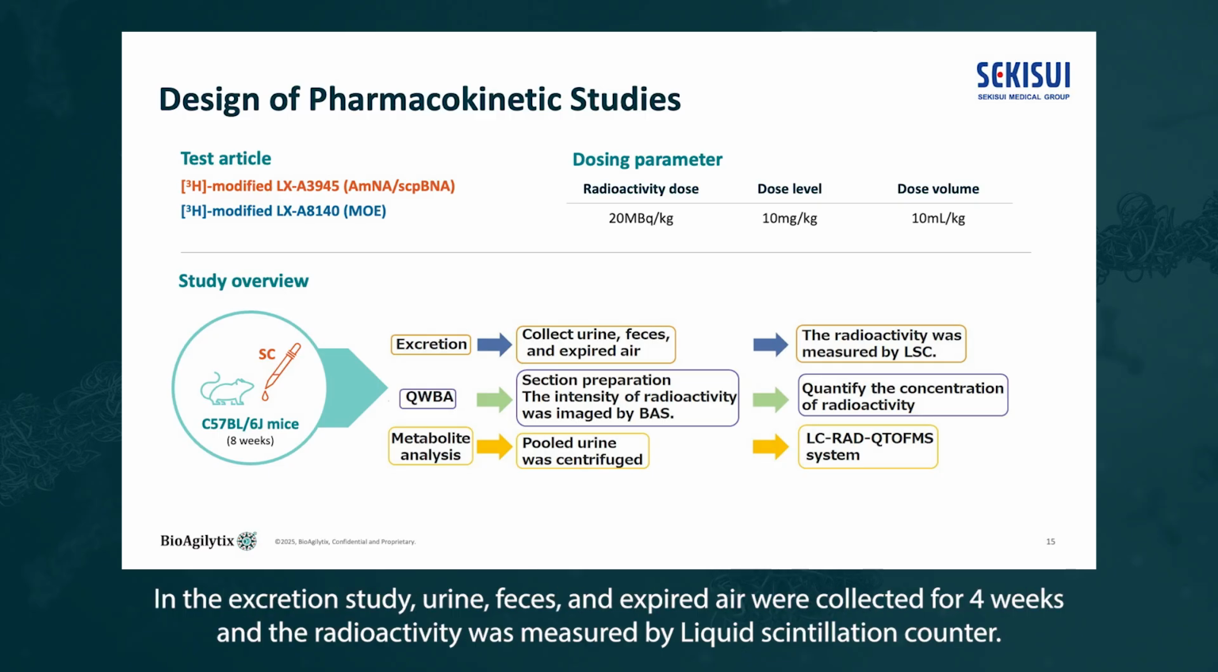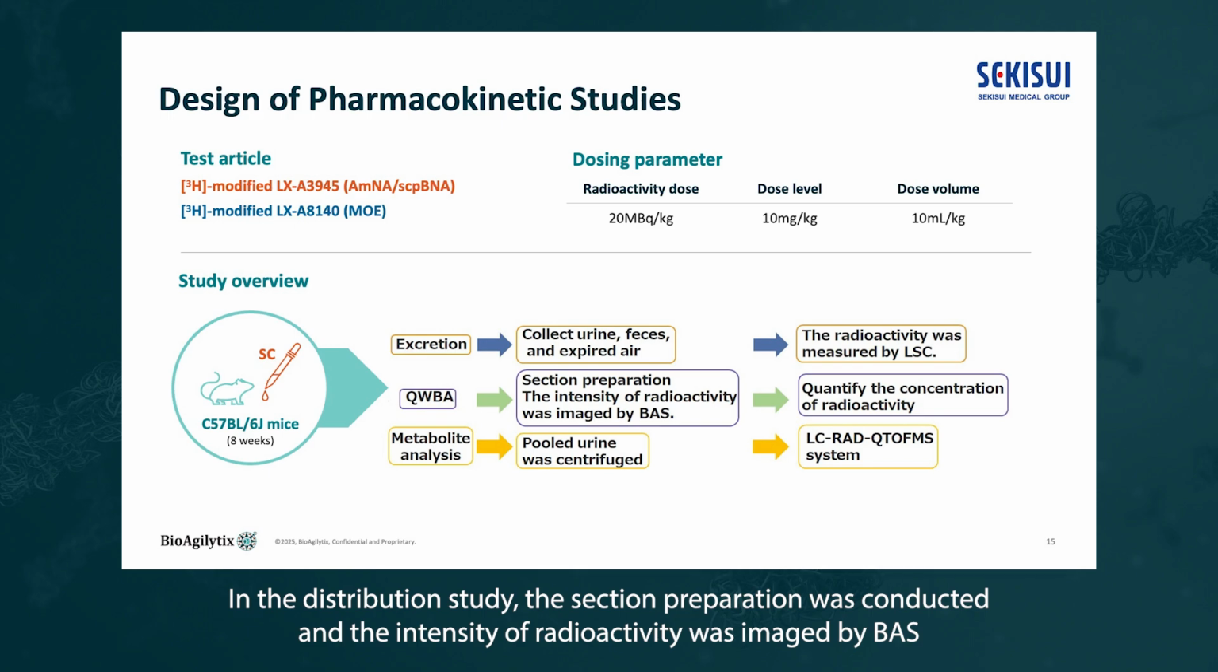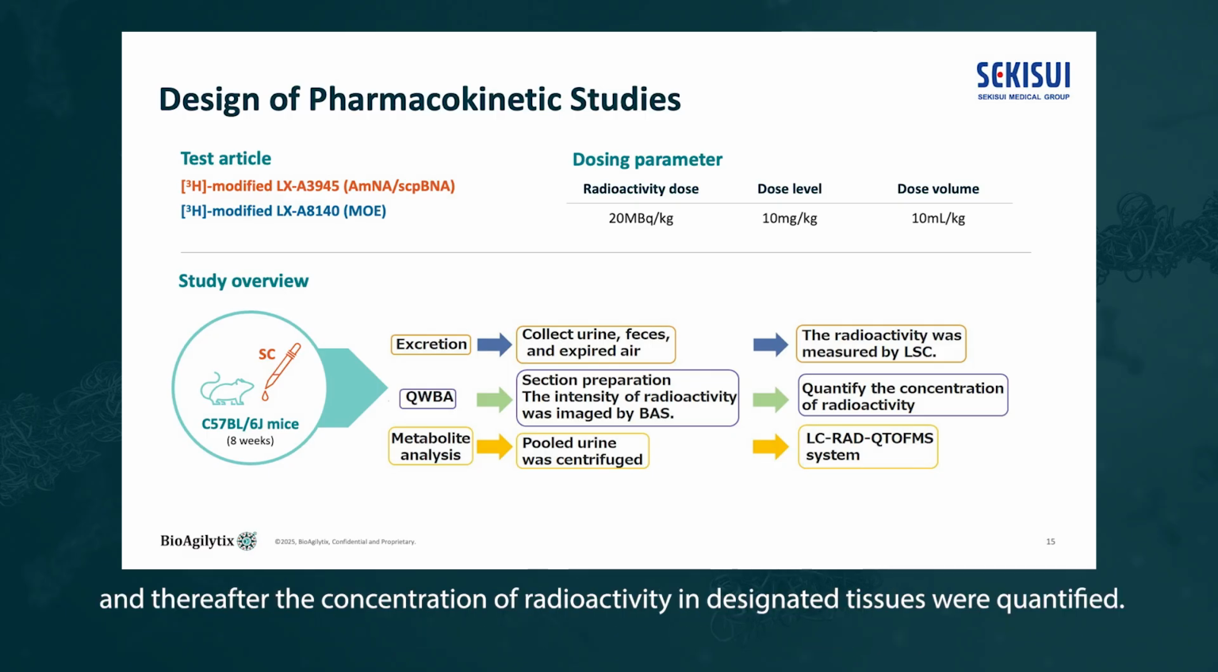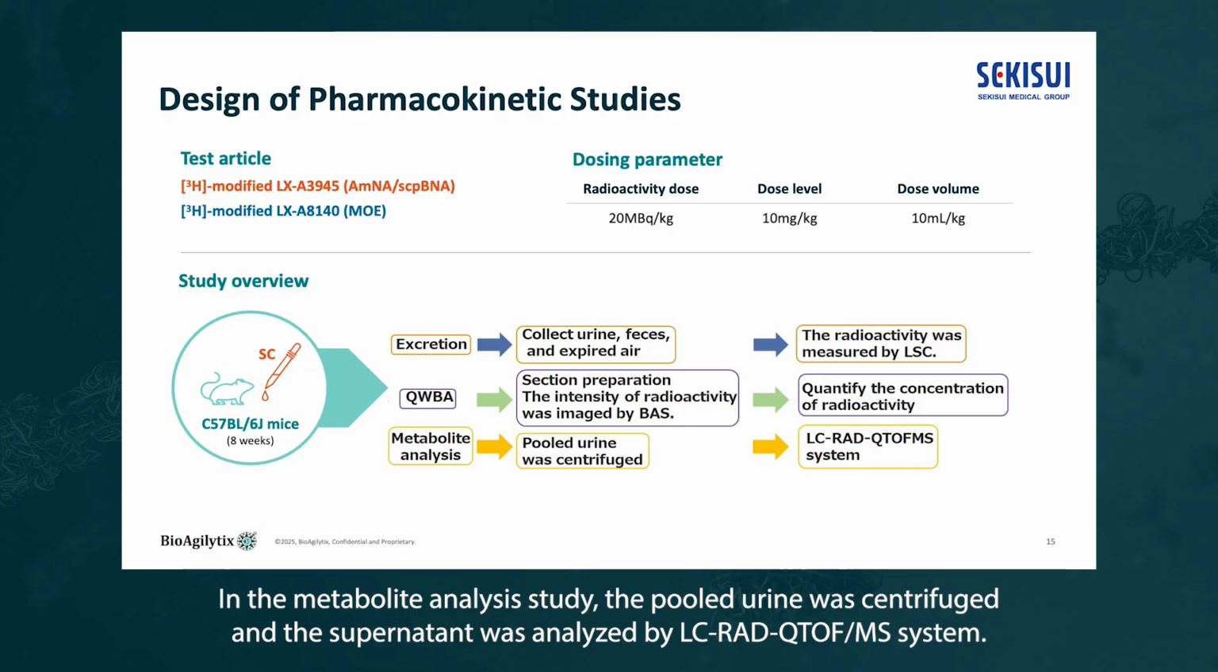In the excretion study, urine, feces, and expired air were collected for 4 weeks, and radioactivity was measured by liquid scintillation counter. In the distribution study, section preparation was conducted, and the intensity of radioactivity was imaged by BAS, and thereafter the concentration of radioactivity in designated tissues was quantified. In the metabolite analysis study, the pooled urine was centrifuged and the supernatant was analyzed by LC-RAD Q-TOF mass system.